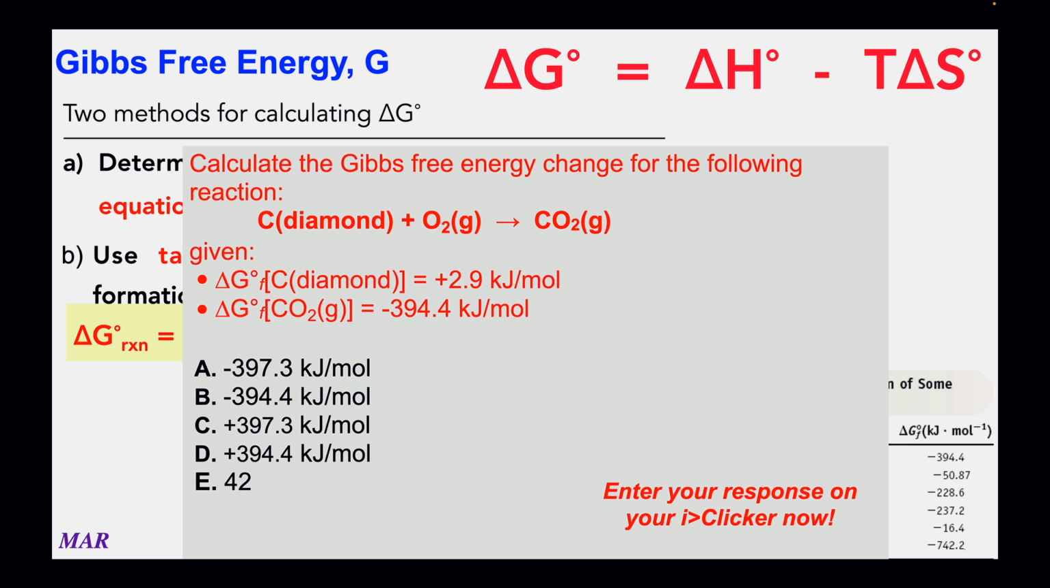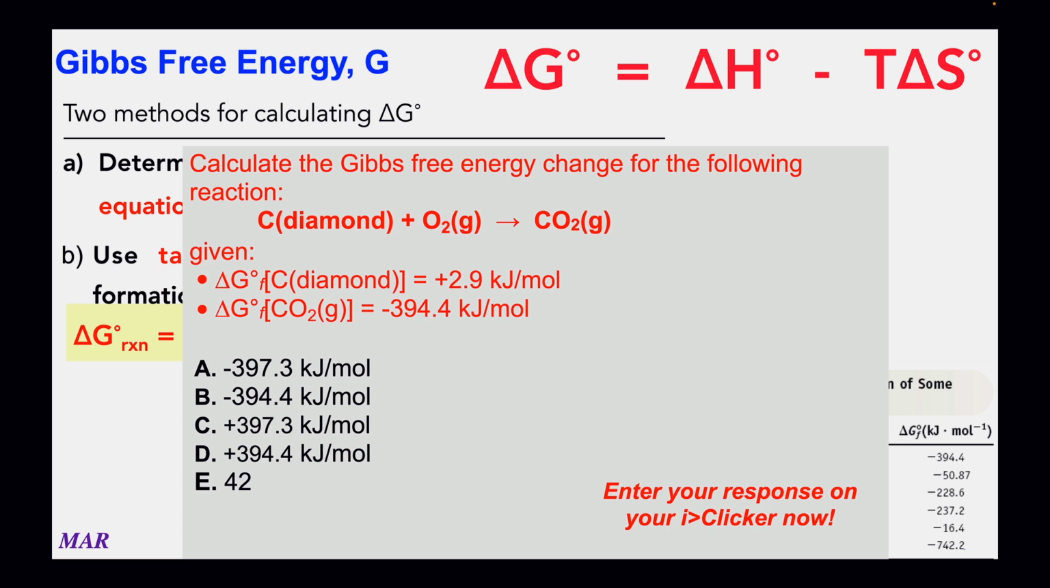We're figuring out delta G for the reaction diamond plus oxygen going to carbon dioxide. So for this reaction, we take the delta G of the product, CO2, and subtract the delta G of the reactants. But you'll notice that only diamond is given, there's no O2. That's because delta G for the elements in their standard states, all those values are 0.